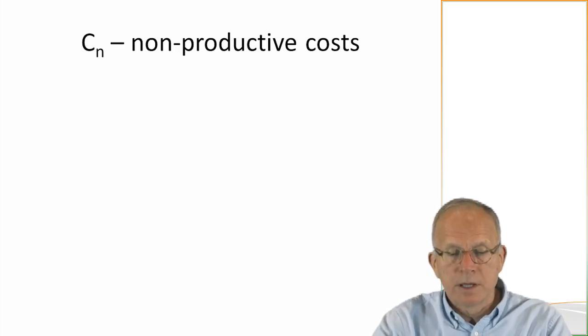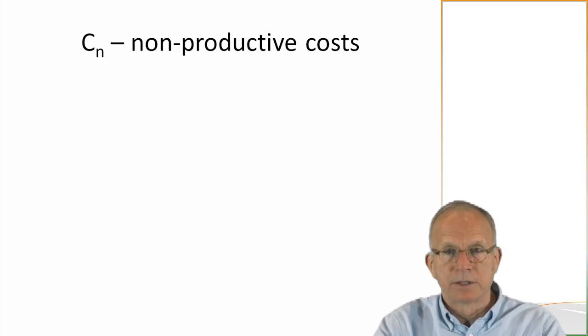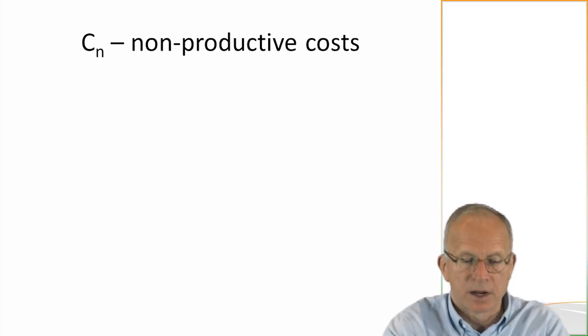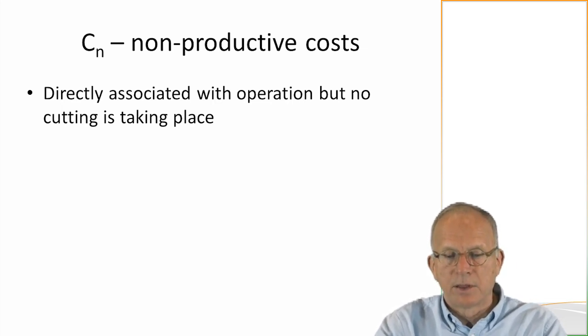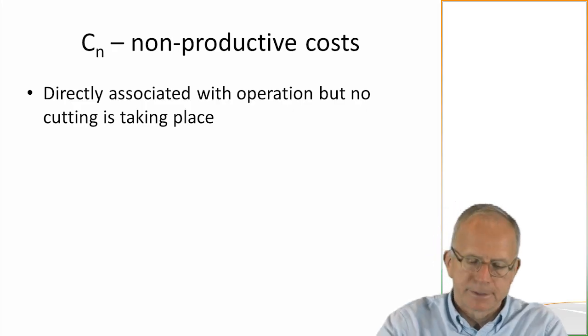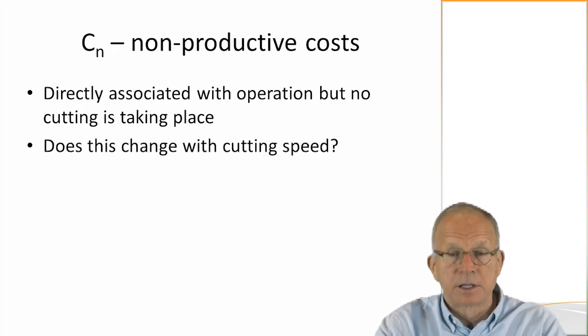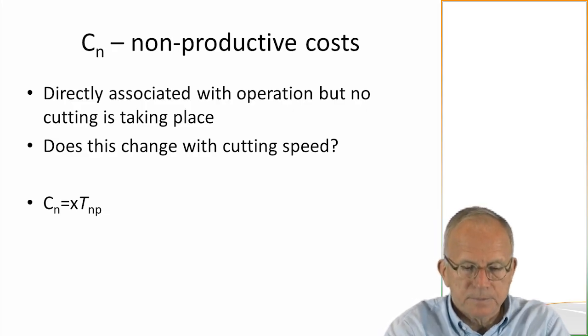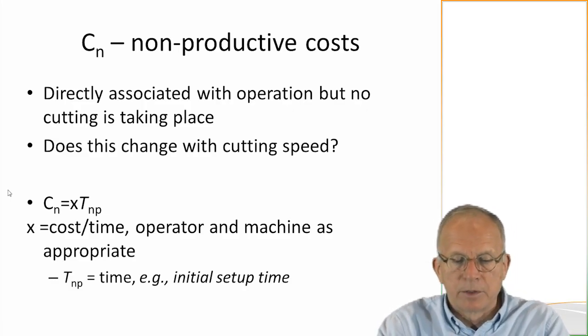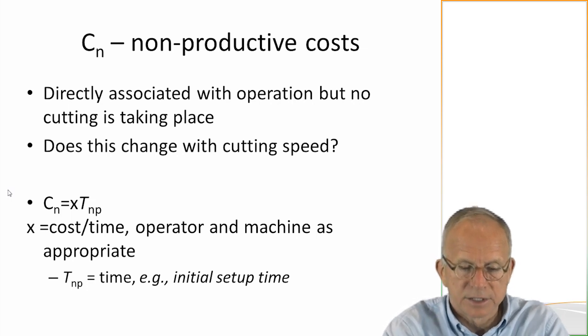So how do we sort out which of these are going to be functions of cutting speed? The non-productive cost is directly associated with the operation, but no cutting is taking place, so it's probably not going to have an impact. This doesn't change with cutting speed. So this is equal to some time and some cost per time, say x, for the operator and the machine as appropriate. The italicized t is the time, like the initial setup time, for example.